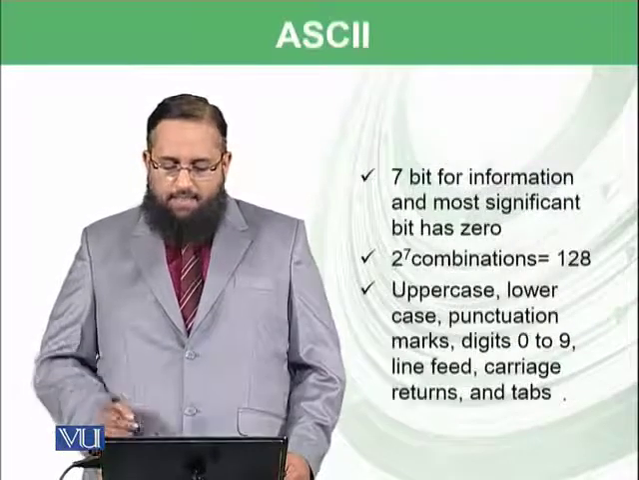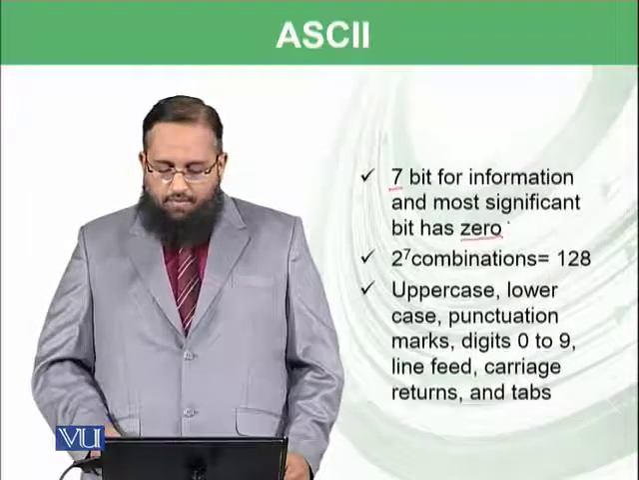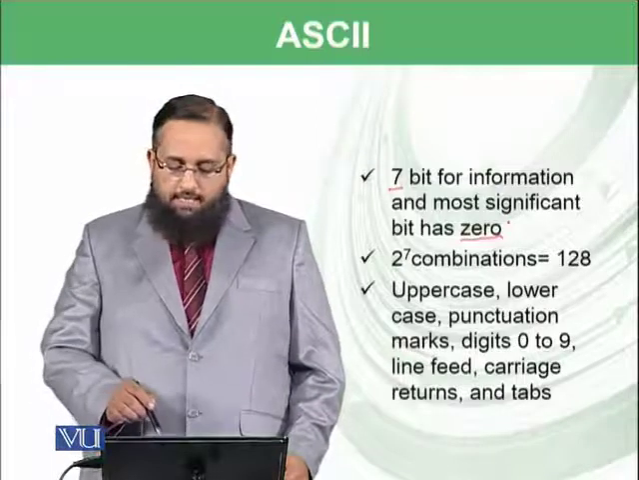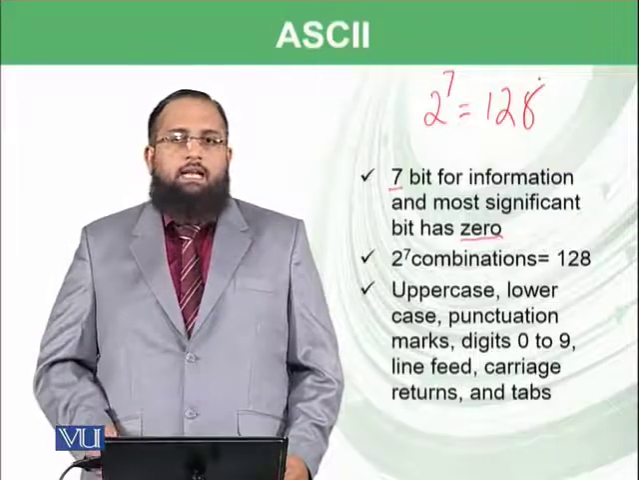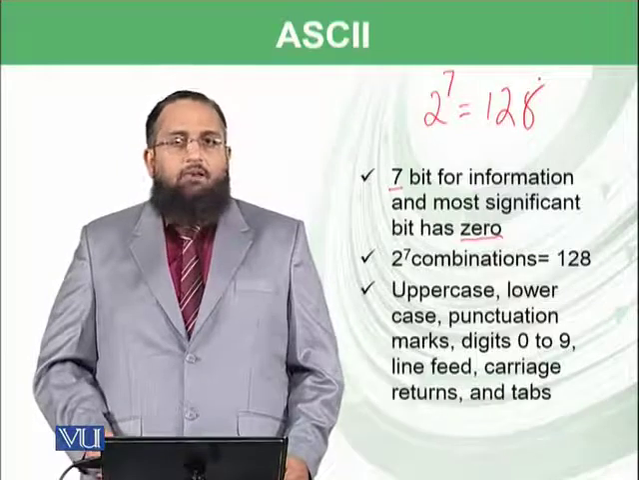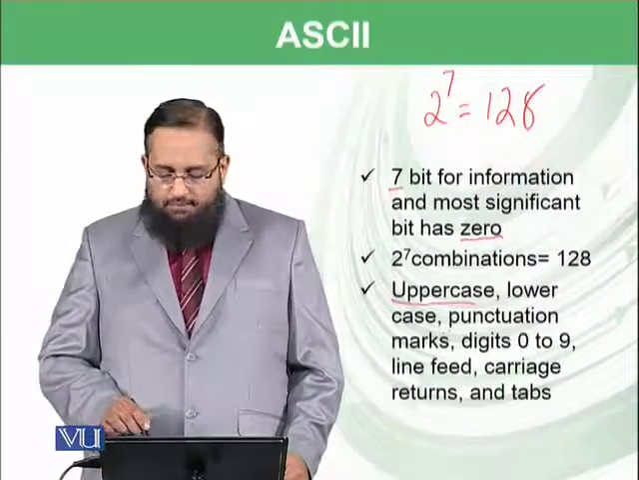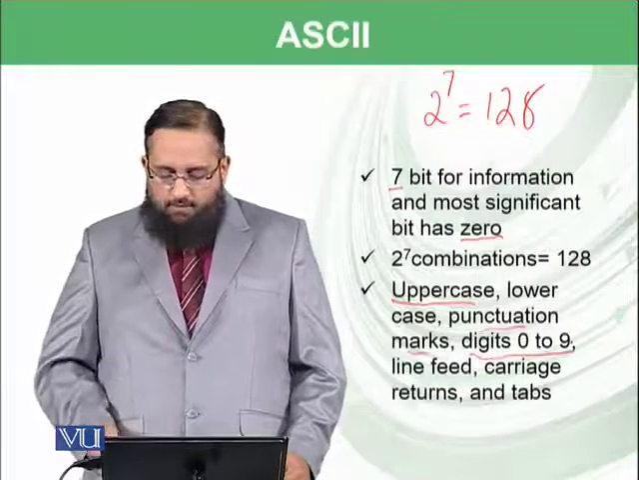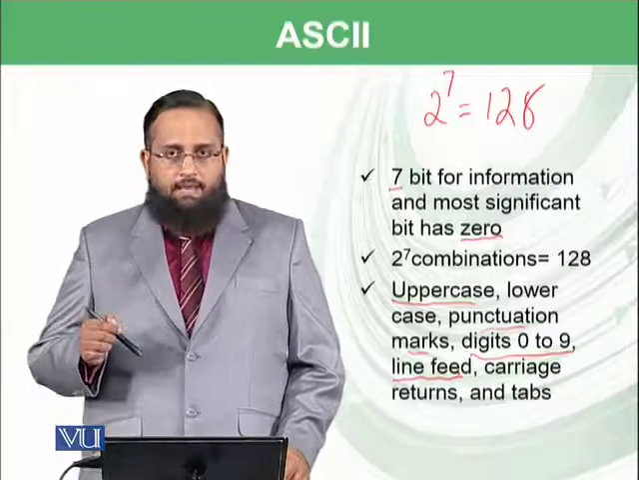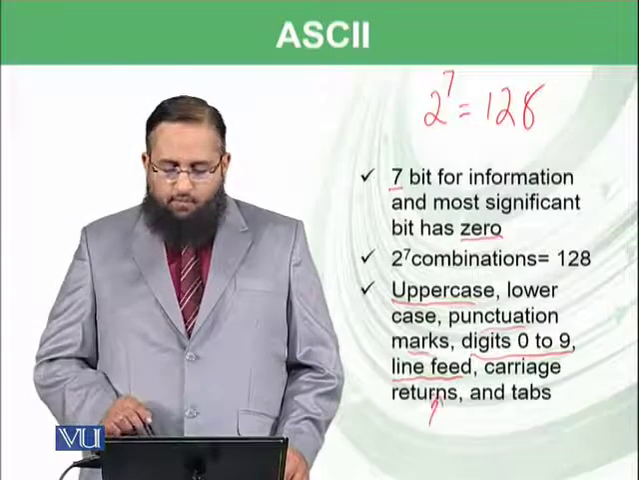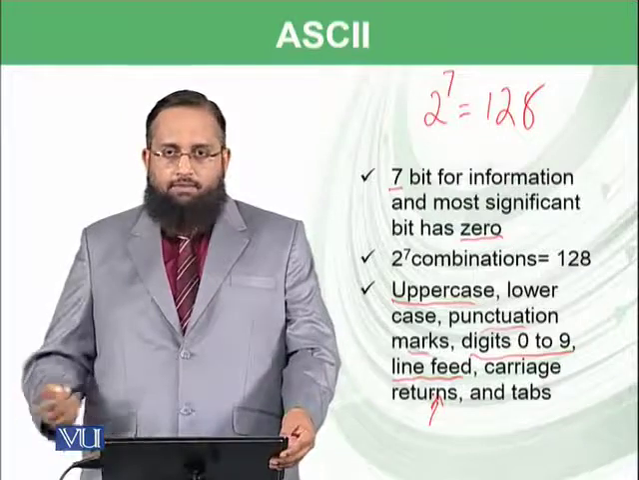That ASCII had 7 bits for information representation, and the most significant bit was just 0. You have learned in the previous modules that if we have 7 bits, we can form 2 raised to power 7 combinations, which are 128. So this means 128 different kinds of symbols could be represented, as we have 128 different patterns. Those 128 symbols would be uppercase alphabets, lowercase alphabets, punctuation marks, digits from 0 to 9, line feed, carriage return, and tabs. Line feed means that a next line symbol should be inserted, and carriage return means that you want to return your cursor to the start of your line. And tab, you know, is available on your keyboard.